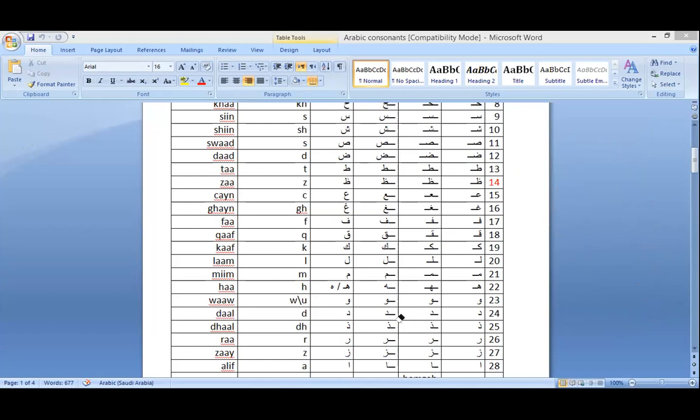This is wa. There's no change in da. There's no change in da. There's no change in ra. There's no change in za. And there's no change in a. So in Arabic, we have 5 letters that change their shapes depending on where they are positioned. Is that clear to everybody? Yes. So that is ya, a, ra, ka, and ha.